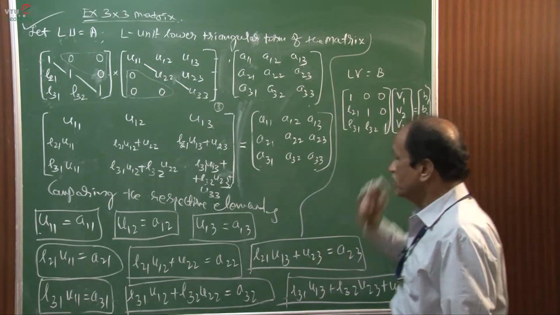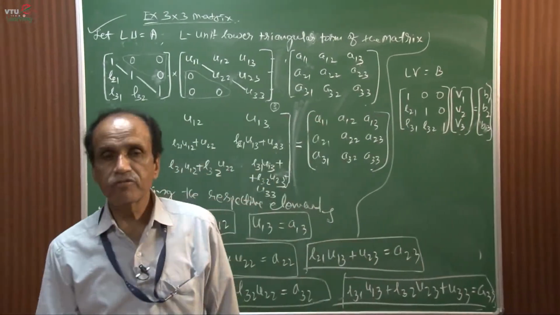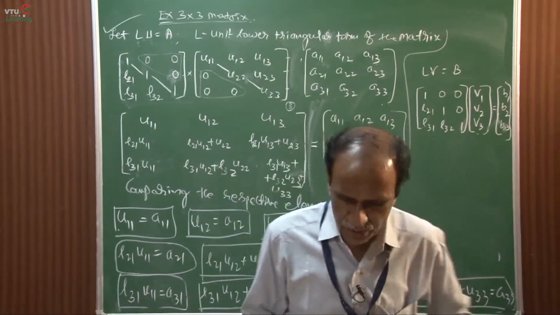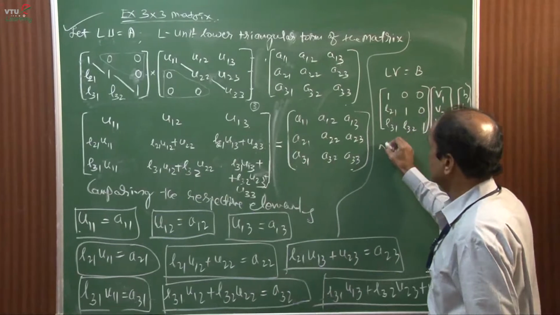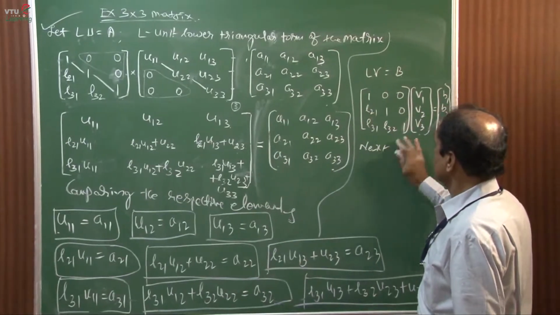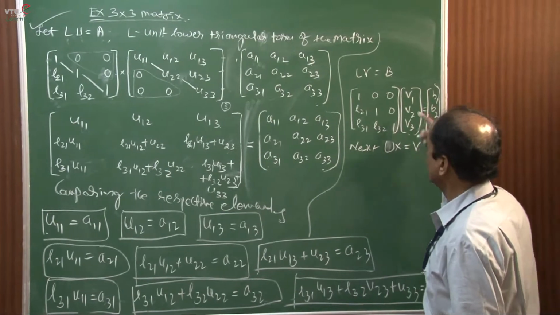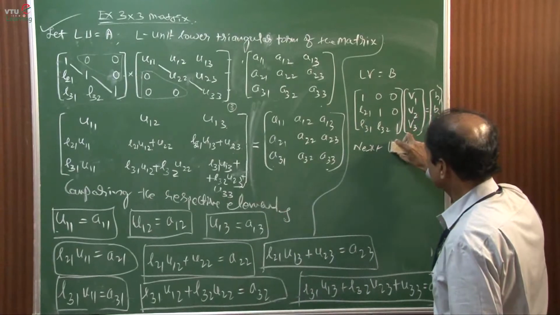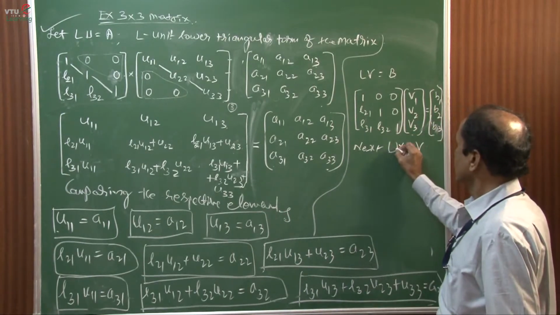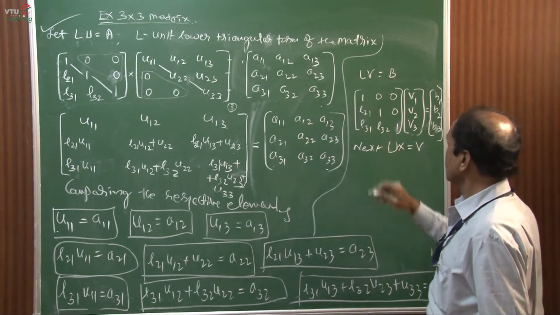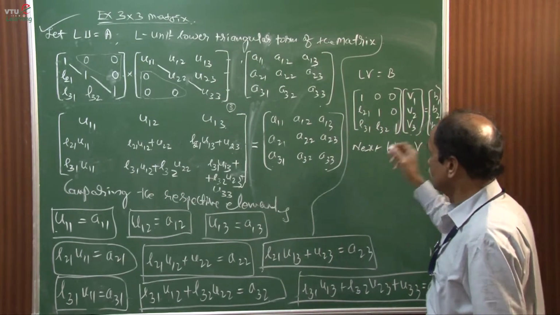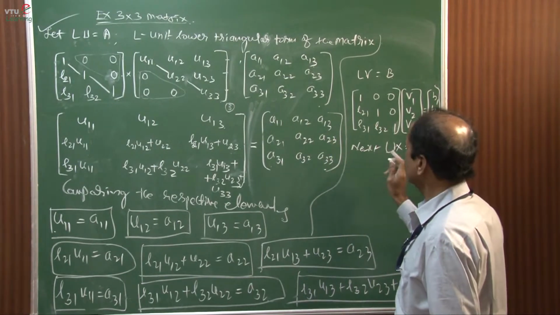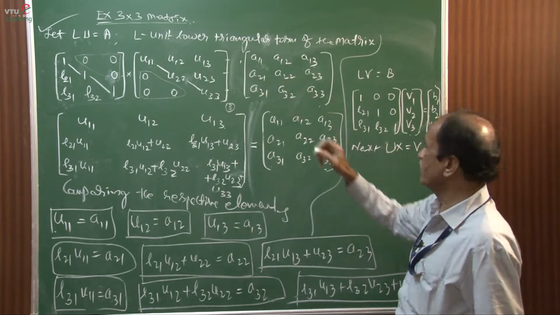So after doing this you get the values of V1, V2, V3, and the last step that you are going to work out is Ux equal to V. After calculating V1, V2, V3 from this, you are going to collect the values of U11 in this place, and with x as the unknown numbers. Unknown numbers means x, y, z.